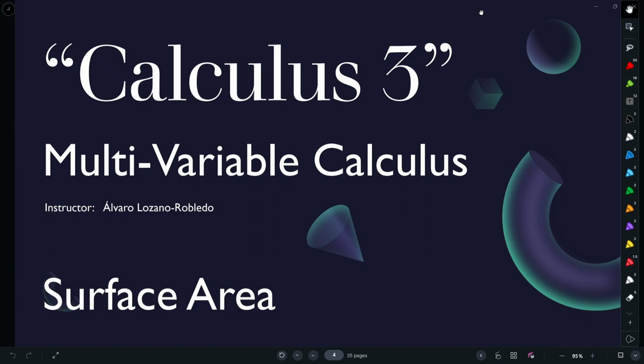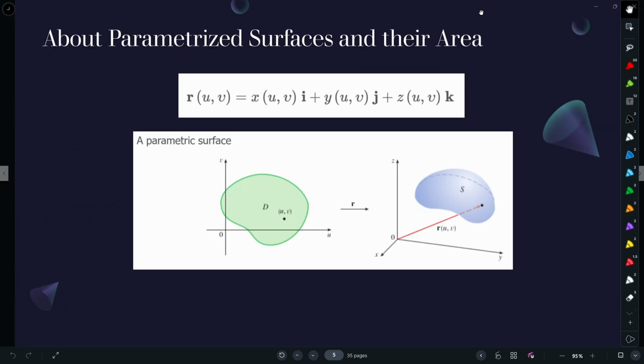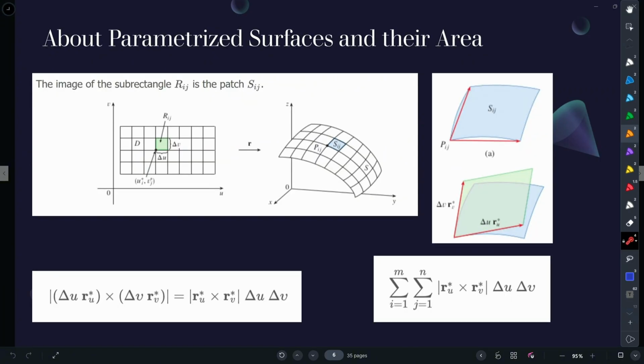Let's continue our discussion of surface area. So remember that we now have parameterized surfaces. We have a parameter space here, and for every point in that parameter space, it gives me some point on the surface. And last time we went over how to find surface area. What are the formulas that would give me surface area?